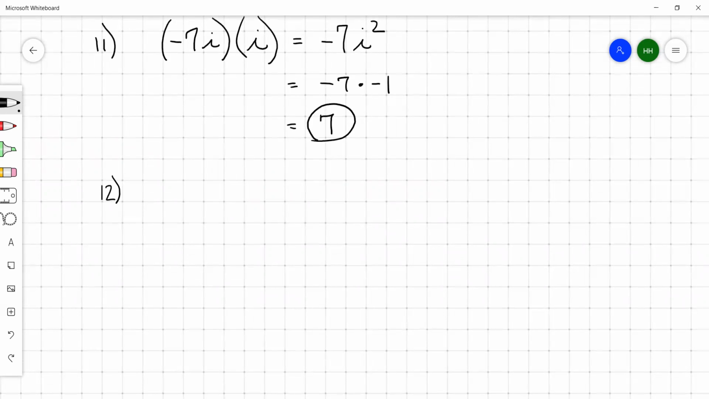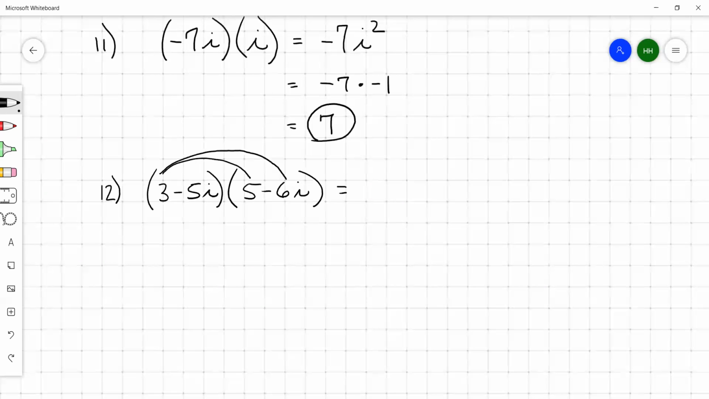Number 12, 3 minus 5i times 5 minus 6i. We got to do the distributive property twice. We got to multiply the 3 times the 5 is 15. And 3 times negative 6i is negative 18i. Yep. You do that when you got parentheses next to parentheses, and when you have two terms in each set of parentheses.